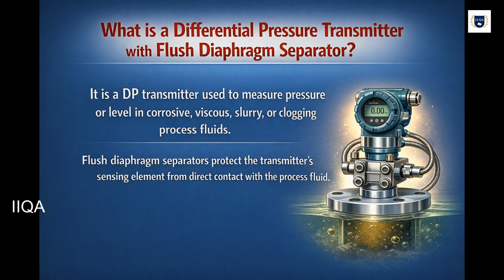What is a differential pressure transmitter with flush diaphragm separator? It is a DP transmitter used to measure pressure or level in corrosive, viscous, slurry, or clogging process fluids. Flush diaphragm separators protect the transmitter's sensing element from direct contact with the process fluid.